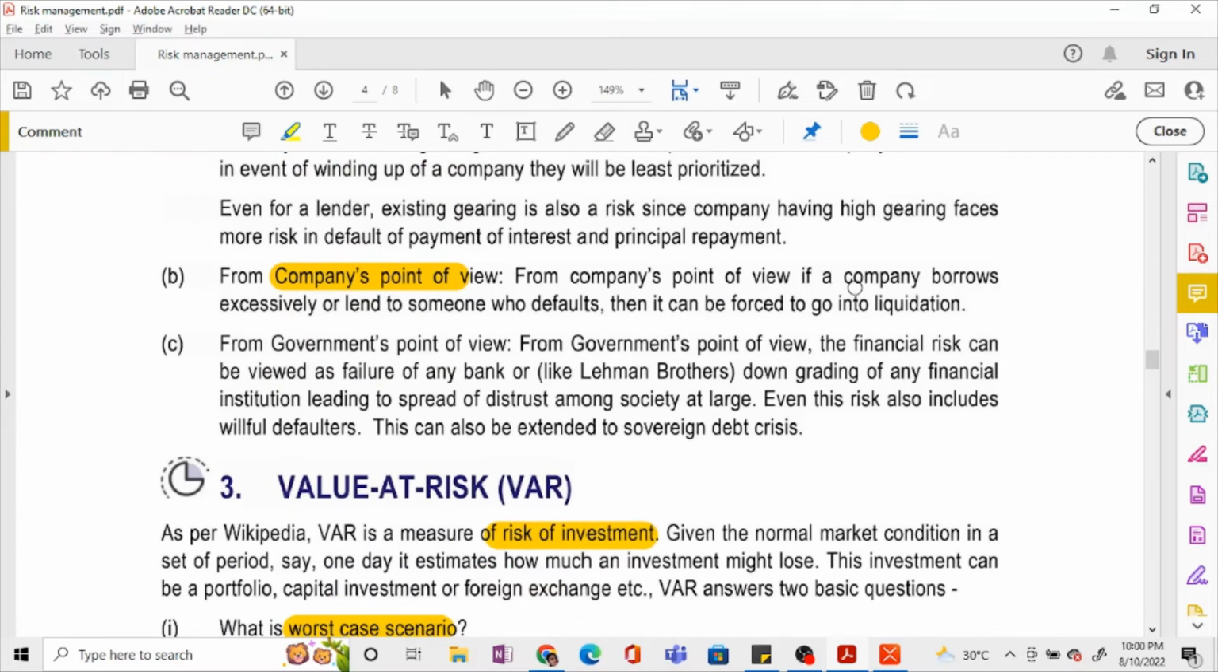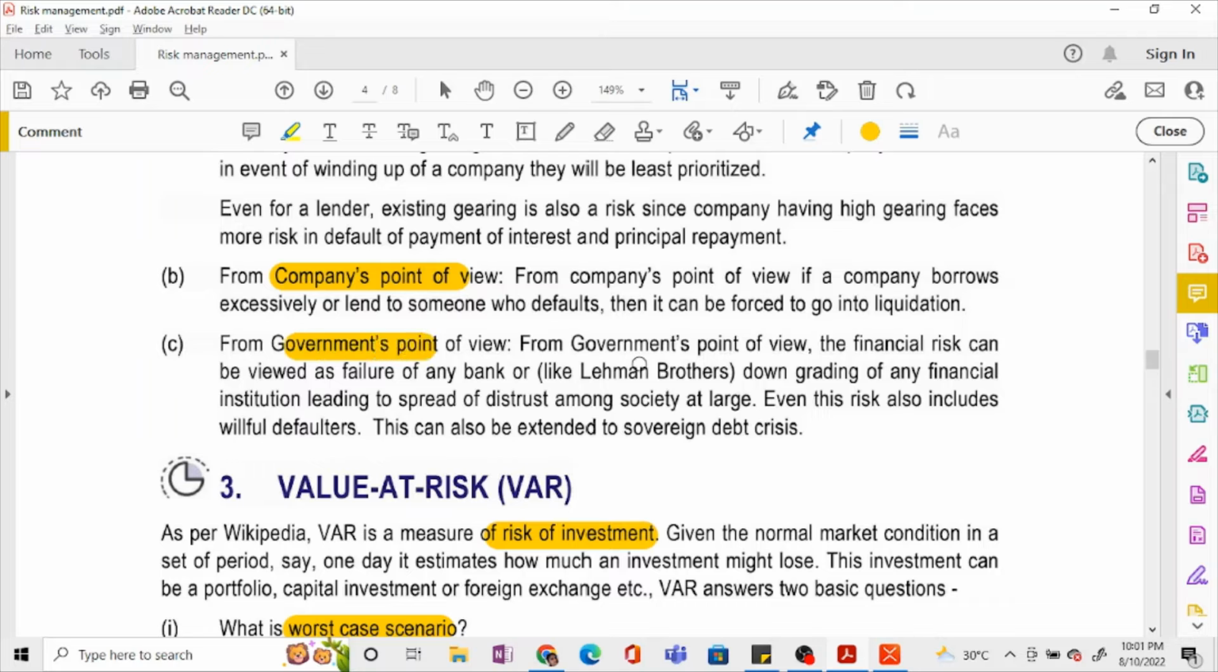From the company point of view, if your company borrows excessively or lends to someone who defaults, then it can be forced into liquidation. It means they should not lend to or borrow from a person who is defaulting, as that will lead to liquidation. That will be the financial risk from the company point of view.